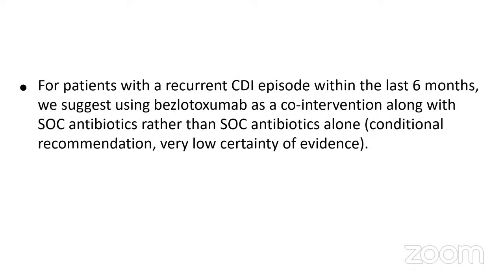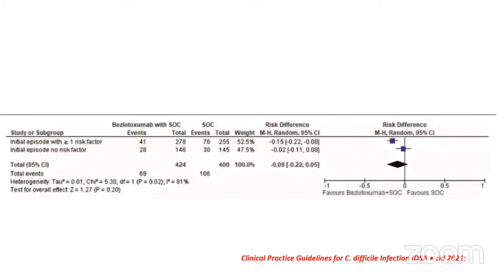Next slide. For patients with a recurrent CDI episode within the last 6 months, we suggest using bezlotoxumab as a co-intervention along with the standard antibiotics rather than standard antibiotics alone. So bezlotoxumab as a co-intervention is suggested for a recurrence within the last 6 months. Next slide, sir.